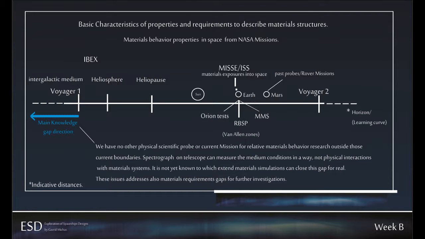However, as pointed out in this graph, there is a main knowledge gap concerning the behavior of materials in interstellar space and beyond. We have no other physical scientific probe or current mission for relative materials behavior research outside those current boundaries. Spectrographs on telescopes can measure the medium conditions in a way, but not physical interactions with material systems. It is not yet known to what extent materials simulations can close this gap for real. These issues also address materials requirements gaps for further investigations.